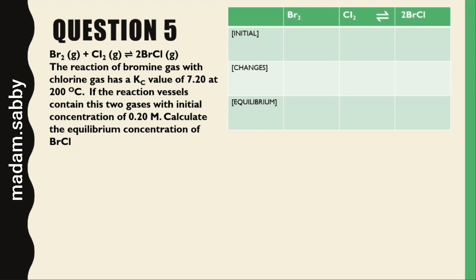Okay, so question 5 here. We are given bromine reacting with chlorine to form a compound of mixture of both. Now they give you Kc with 720.